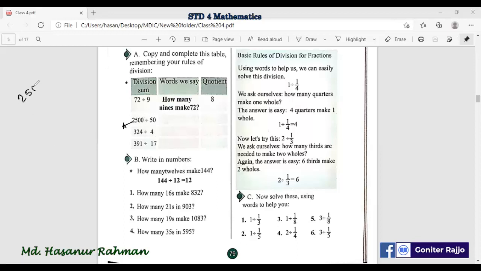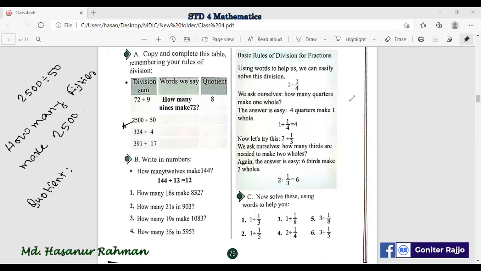2,500 divided by 50. We'll write in words how many 50s make 2,500. Okay, and what will be our quotient? Quotient should be, we have to divide this 2,500 by 50. 2,500 by 50, then we'll get 5 fives are 25, so 250, so 0 will end there. So quotient should be 50.